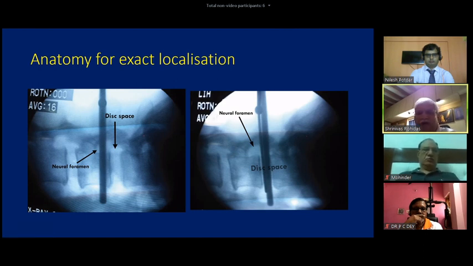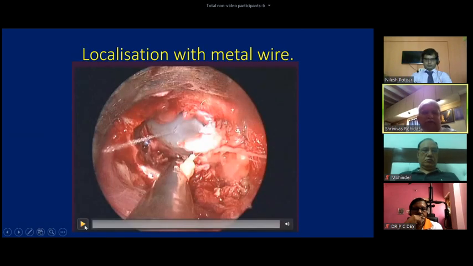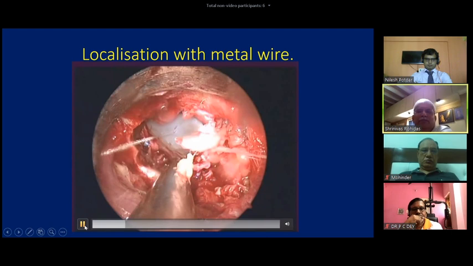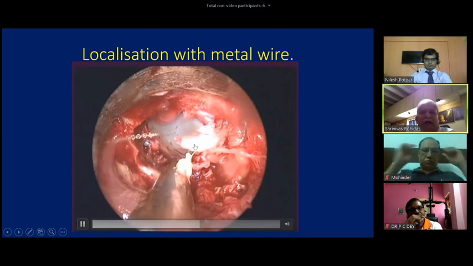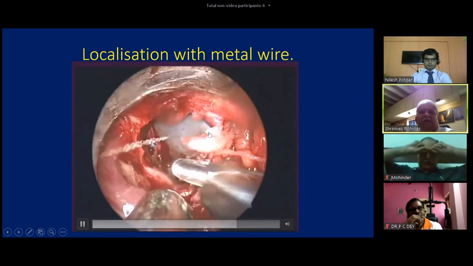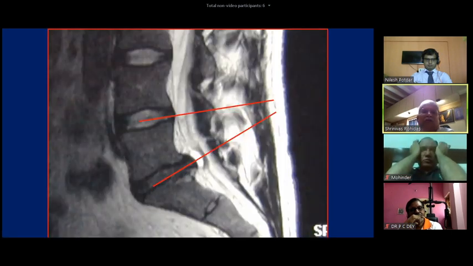So we have to be clear in our mind about the anatomy of the traversing root and the exiting root, what we are exactly going to target. This is what happens if we use a metal wire or Steinmann pin to localize. You can have a dural puncture like this. When we use the localizing pin, such complications are not there because it is a non-invasive way of localizing.